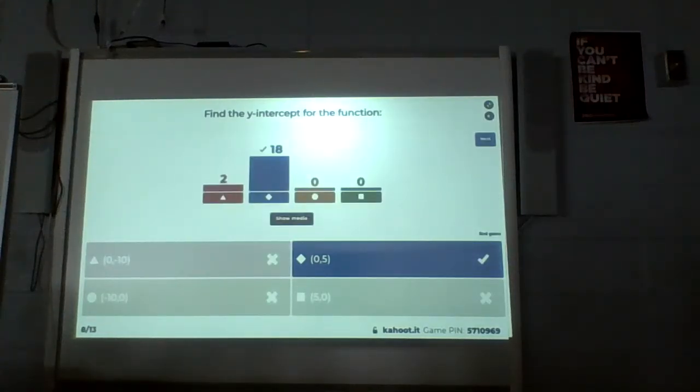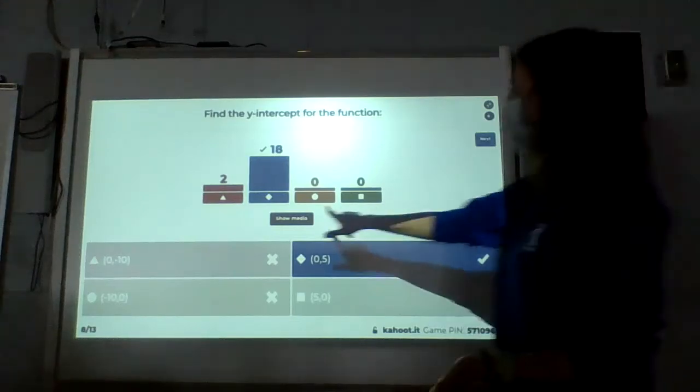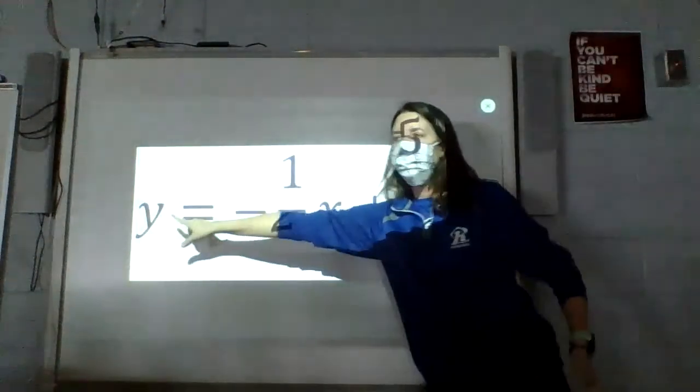Okay, so guys, again, y-intercept is where x is 0. So again, this is gone, so we just get y is 5.